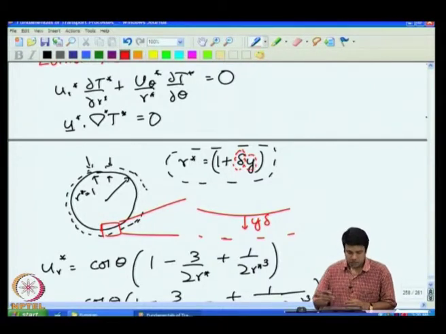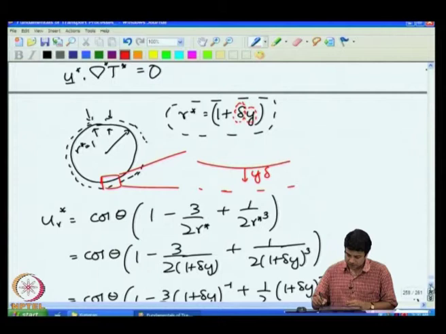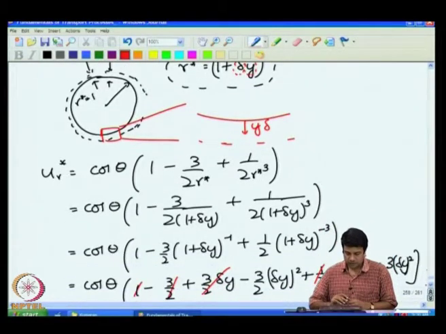Since I am focusing attention on a thin layer near the surface, I do not need the complicated expression for the velocity components. I can use an expression for the velocity components which is accurate near the surface. And that velocity expression you get by writing down R is equal to 1 plus delta y and then expanding in a series in delta.